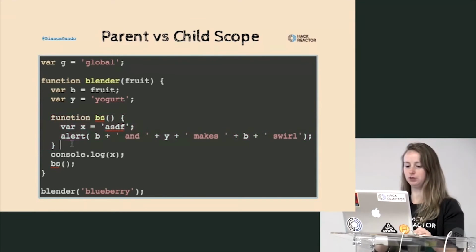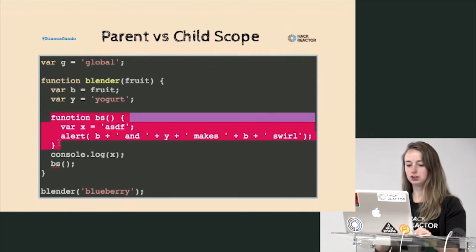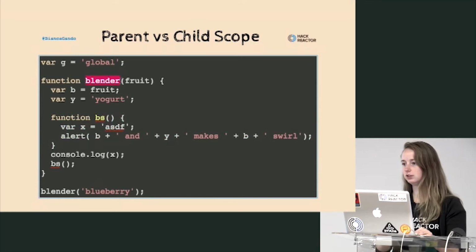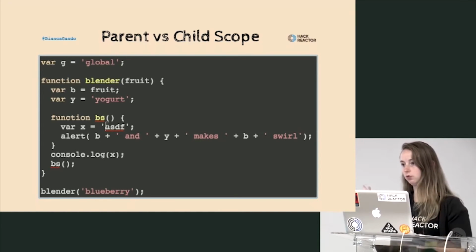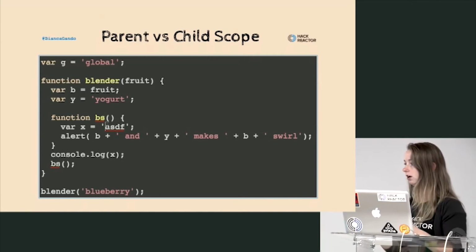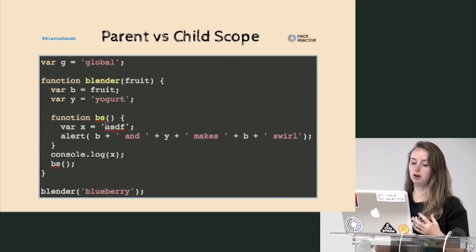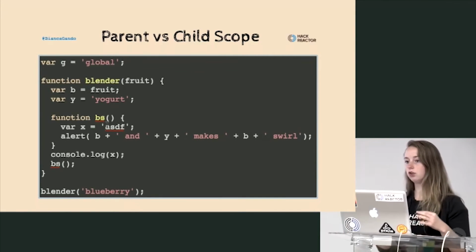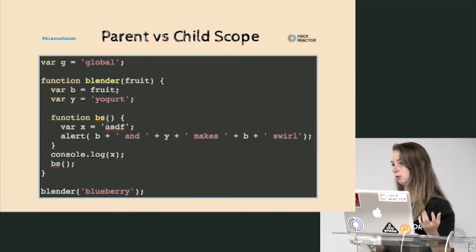You see that we have this blend smoothie function, and then we have the blender function, right? So we have this function inside of the function. And the question is, at which scope? So we have two different scopes that we're talking about. We have the parent scope, and then we have the child scope. And we're trying to figure out which scopes have access to which variables.